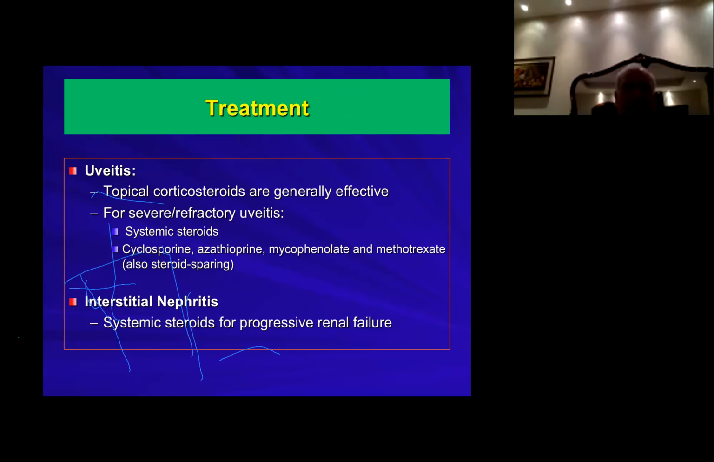The uveitis is usually treated with steroid therapy, and for interstitial nephritis, systemic steroids for progressive renal disease. They used a lot of medication for the eye. Fortunately, this patient only did well on the methotrexate.